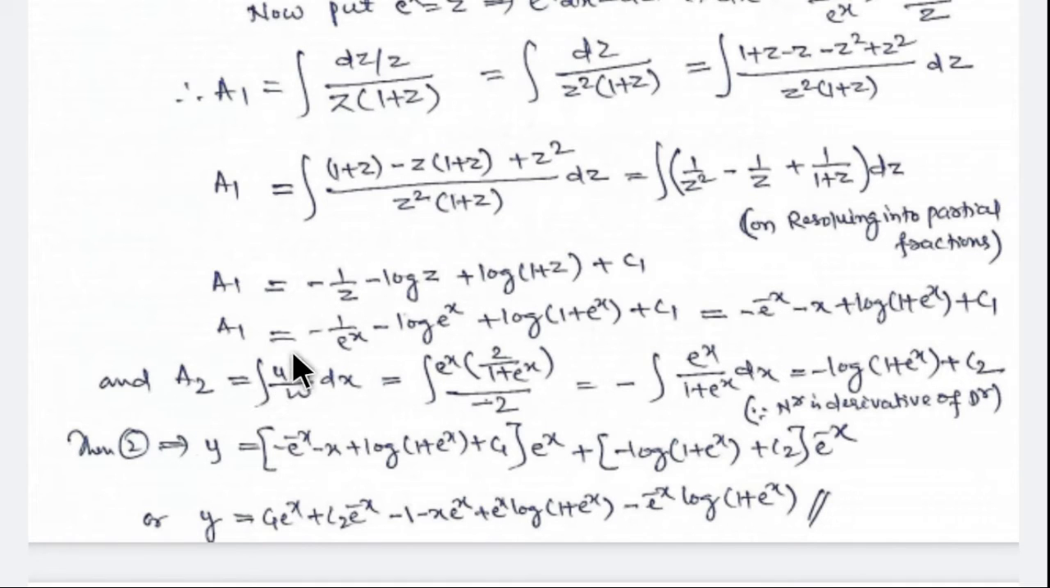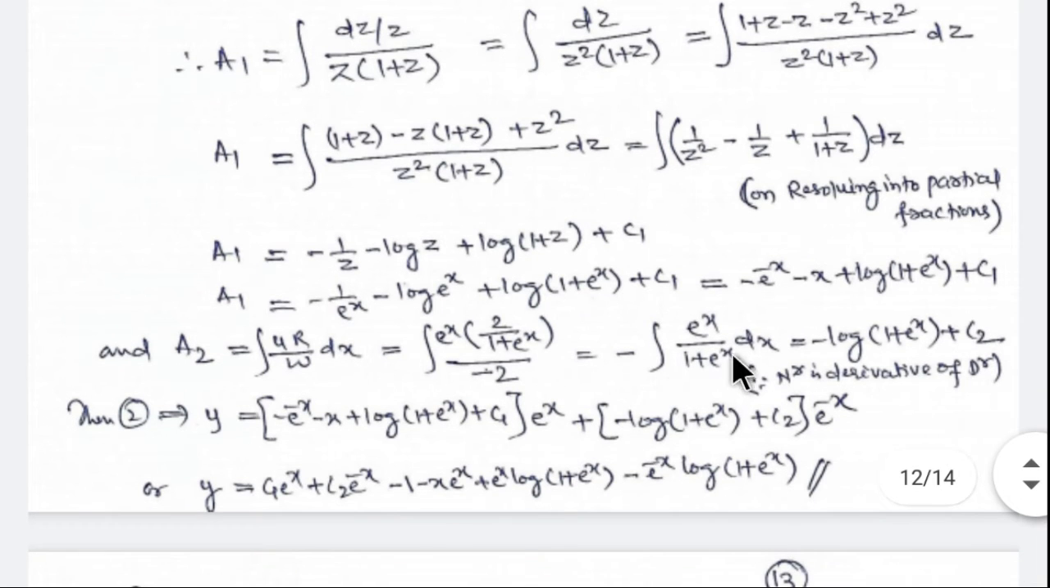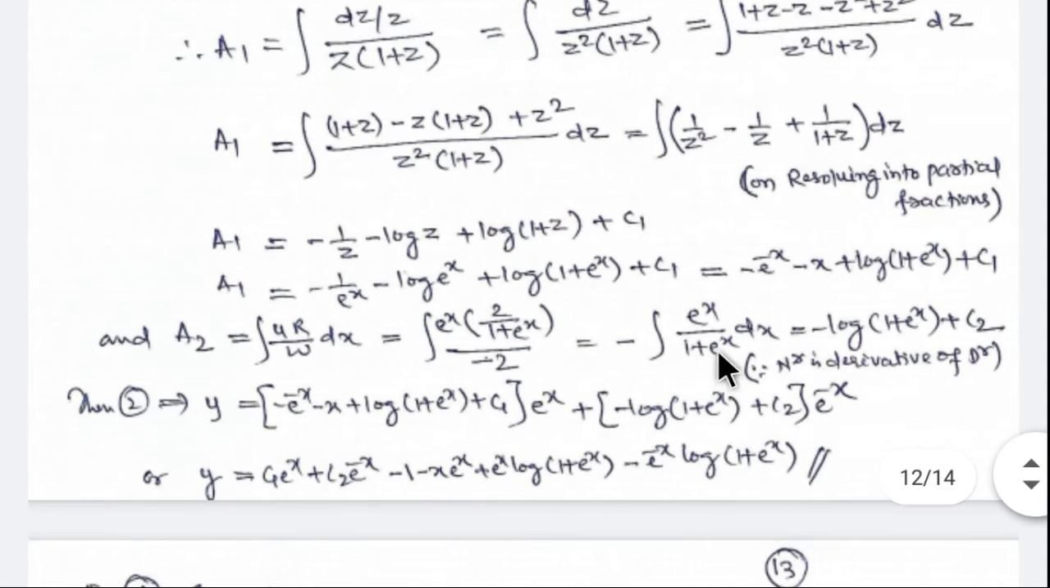Similarly, a2 you find out. a2 is given by the formula integral of u r divided by w dx. Substitute u as e raised to x, r is 2 divided by 1 plus e raised to x, and w value is minus 2. After simplifying we get minus of the integral of e raised to x divided by 1 plus e raised to x with respect to x, the 2 having cancelled. Because the numerator is the differentiation of the denominator, we get log of the denominator: minus log of 1 plus e raised to x plus c2.